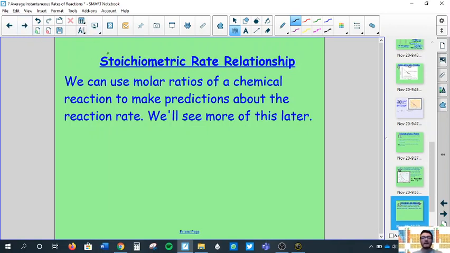Okay. As a prelude into our next lesson, just want to say that a stoichiometric relationship, right? So here we're looking at stoichiometry, balanced equations and mole ratios. We can use mole ratios of a balanced equation to make predictions about the reaction rates. That tends to make sense, right? If you have, let's say, 2A plus B produces 3C, well, these coefficients, these mole ratios, we know are related to each other. 2 to 1 to 3 in this case, they're likely going to change in a similar ratio. So that's all I'm saying here, and we'll continue this in our next lesson.